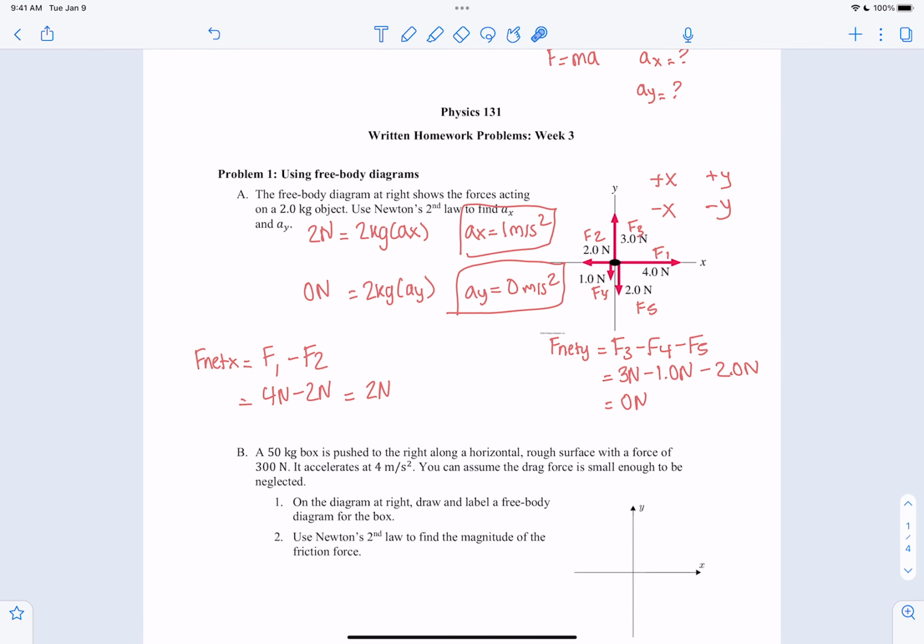Any questions at all about part A in terms of setting up your net force equations, especially the components F net x and F net y, determining which forces to put where, and how you integrate directions?